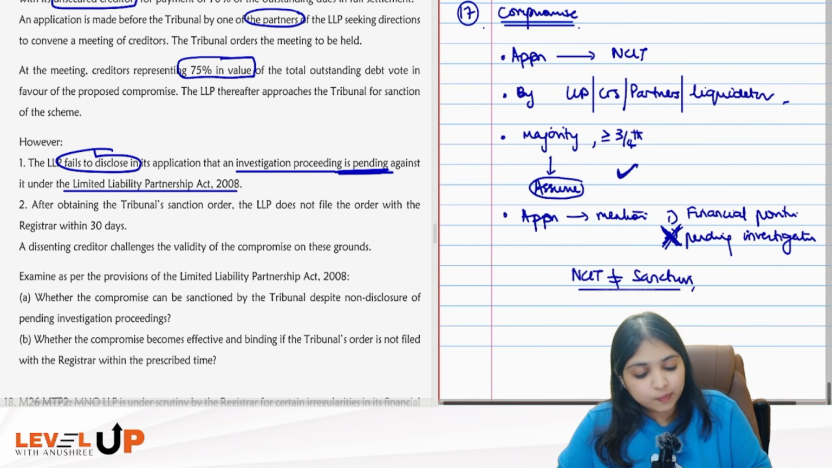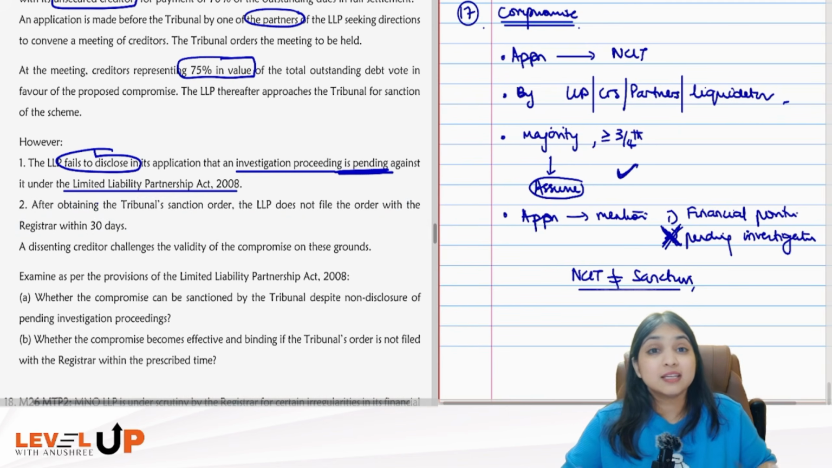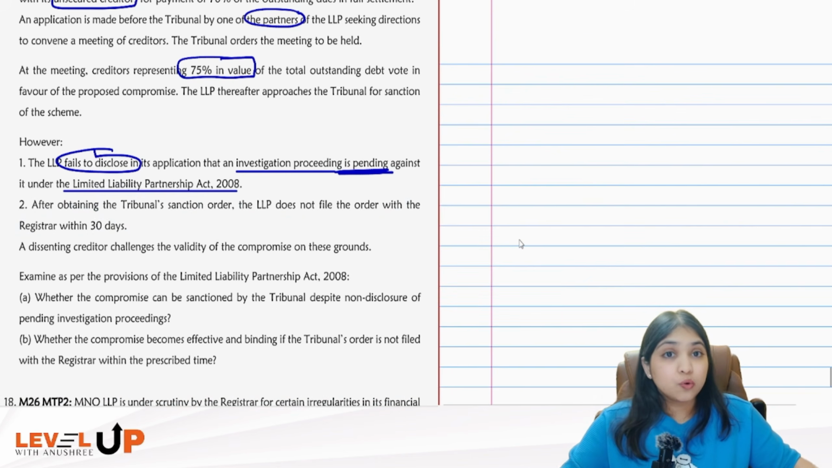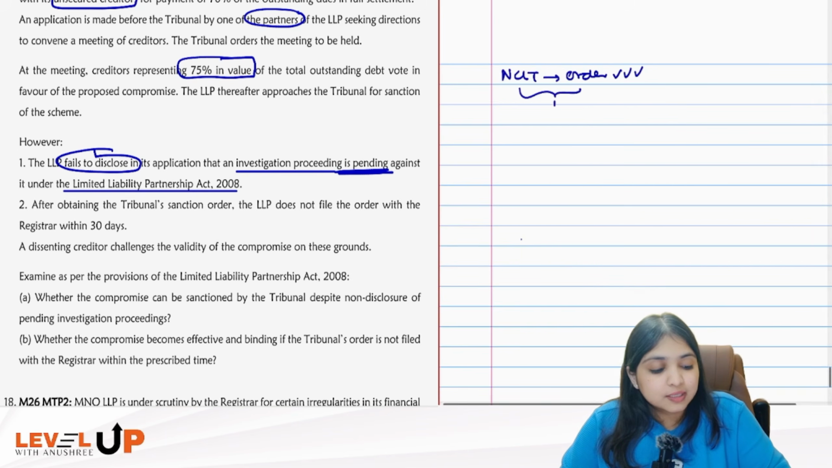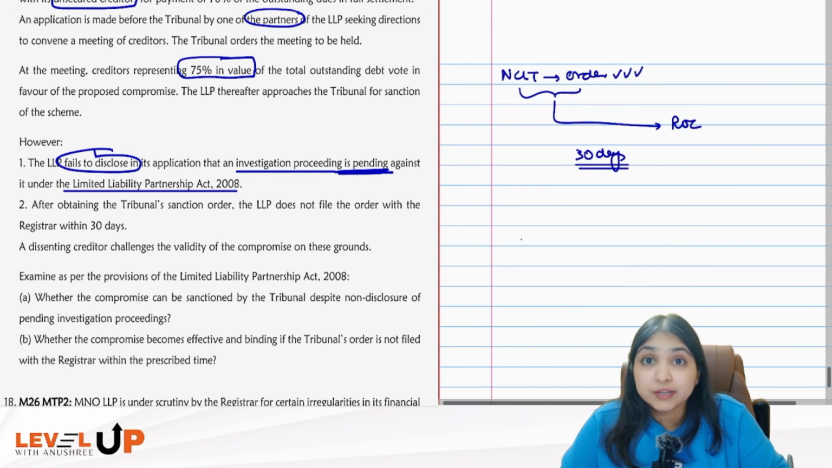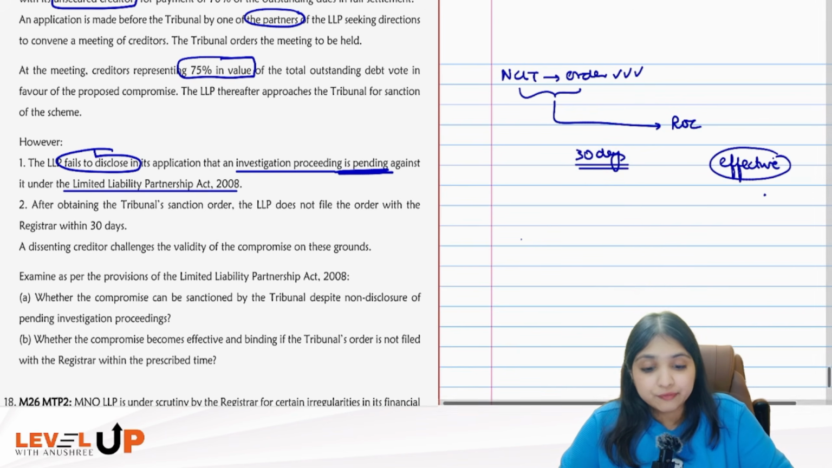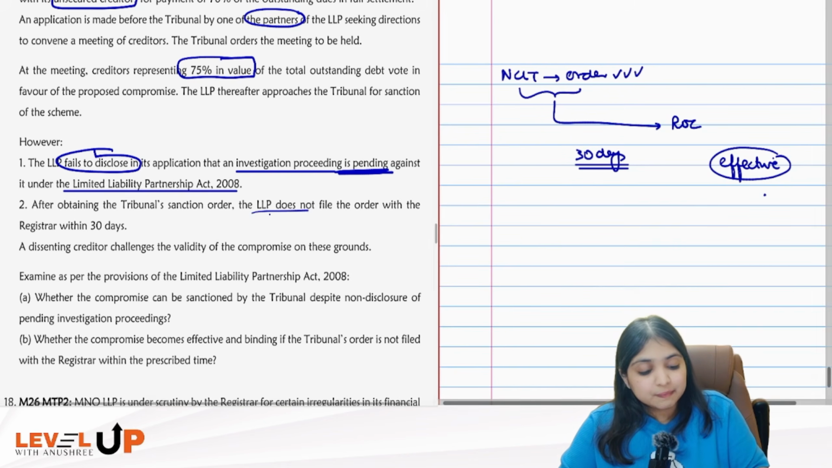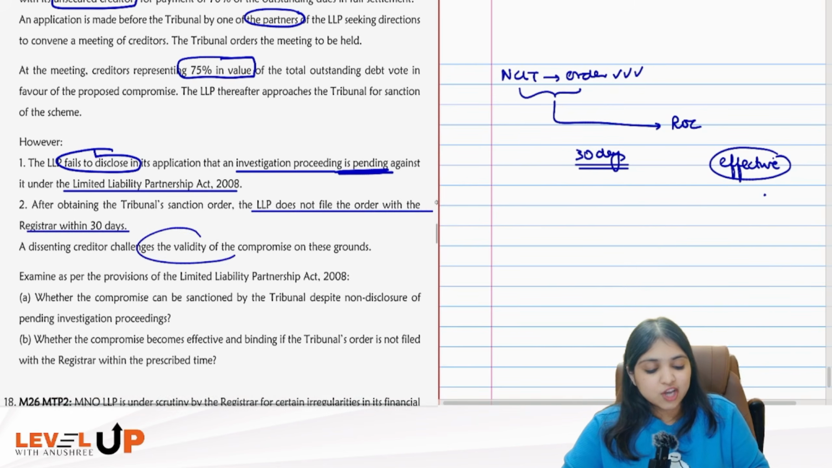Okay. So then the question says, after obtaining tribunal sanction order, LLP does not file the order with registrar within 30 days. This is one more problem, guys. So the provision goes like this. Once the NCLT passes an order sanctioning the compromise, now this order has to be filed with ROC within 30 days. Only if it is filed with ROC within 30 days, only then the NCLT's order will be effective. But here the question says LLP does not file the order with the registrar within 30 days. Then dissenting creditor challenges the validity.